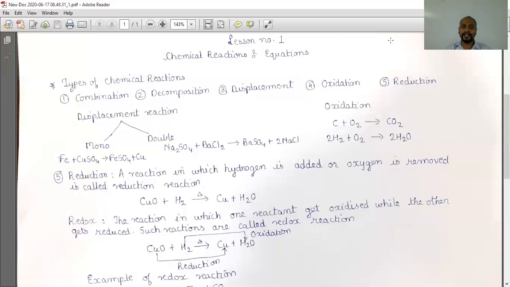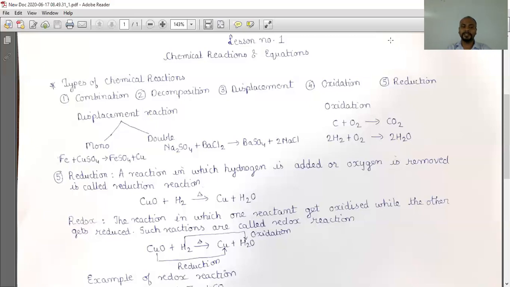This reaction is also known as a redox reaction because both oxidation reaction and reduction reaction take place in it. So the reaction in which both oxidation as well as reduction take place is known as redox reaction. To be precise, what is redox reaction? The reaction in which one reactant gets oxidized while the other gets reduced. Such reaction is called redox reaction.